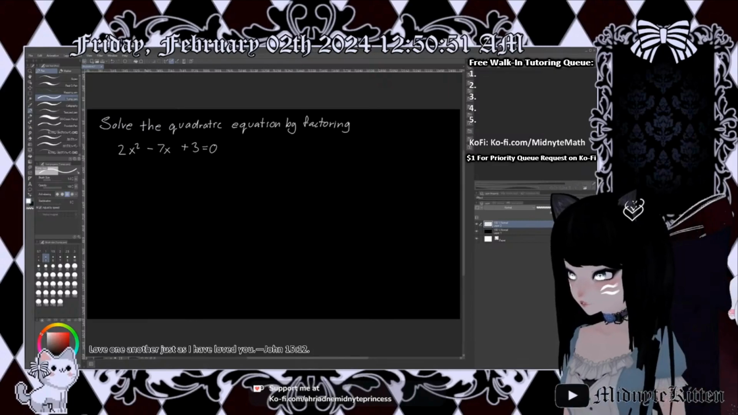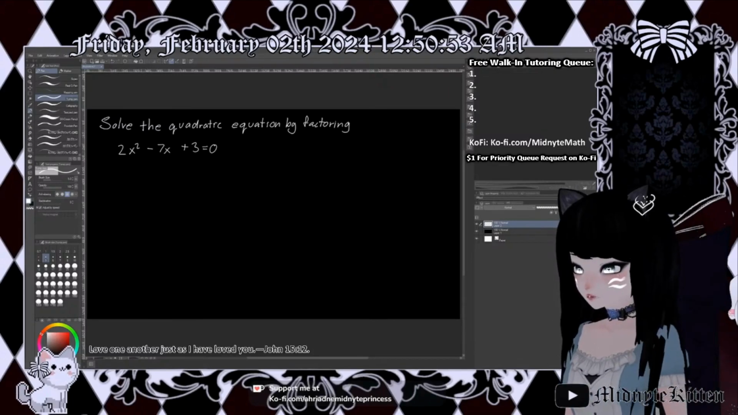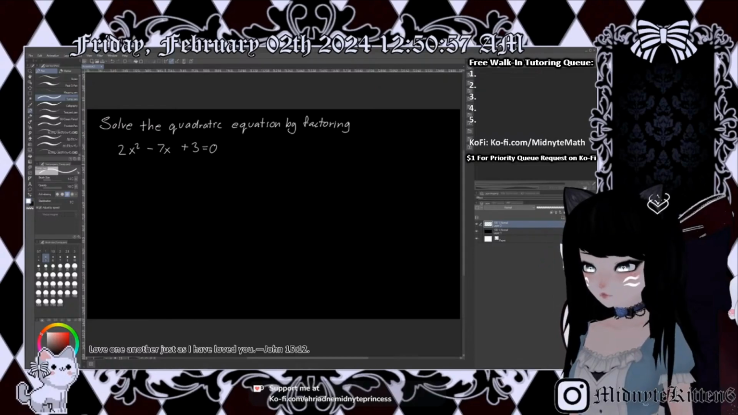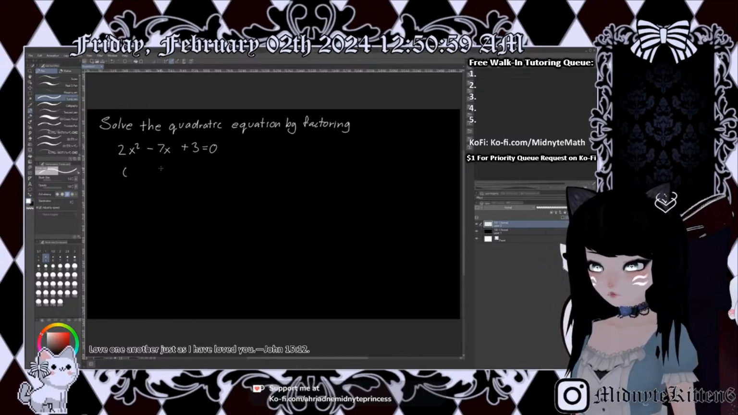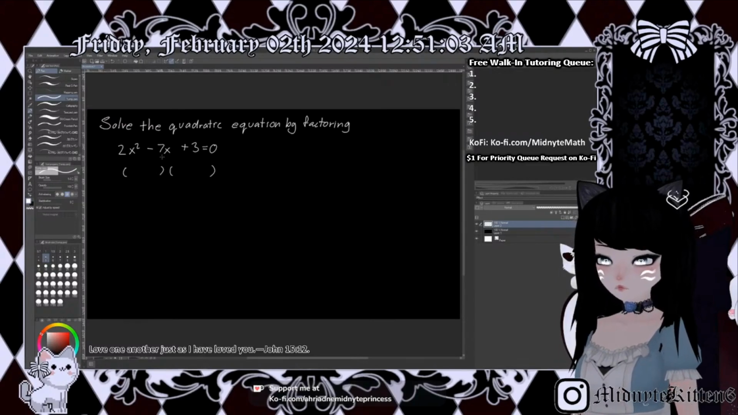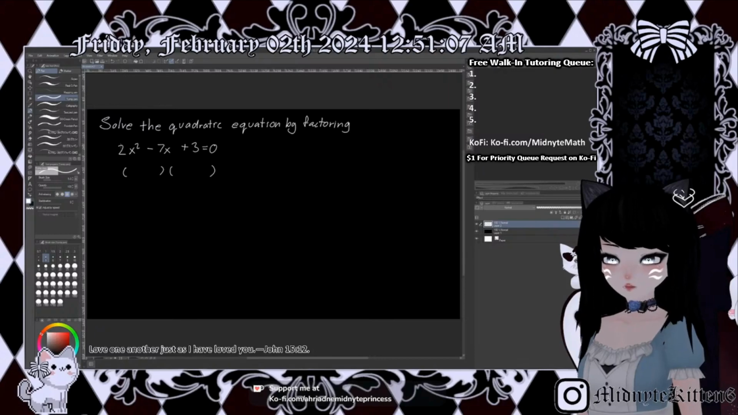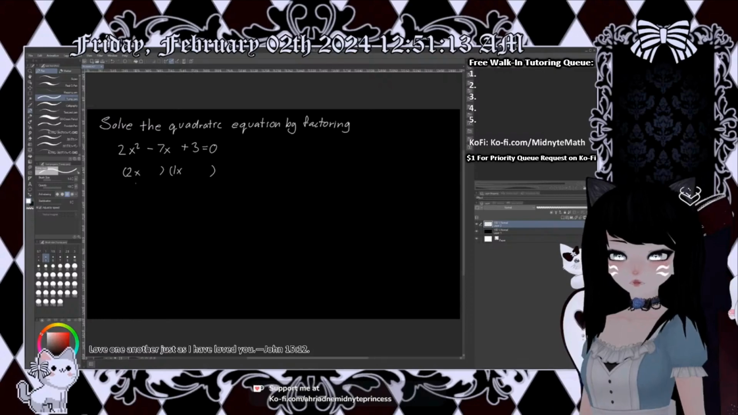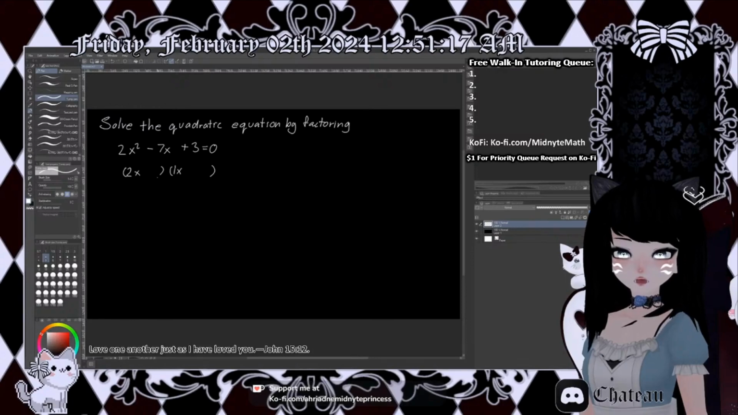So in this case, we're solving a quadratic equation by factoring. So let's see. A little bit rusty, but let's see. So the only way to get 2 is if we have a 2 and a 1. We would have to have something times something to get 7.